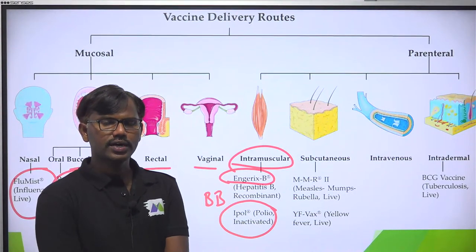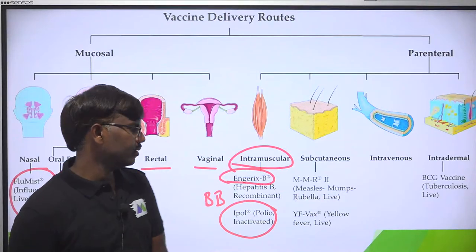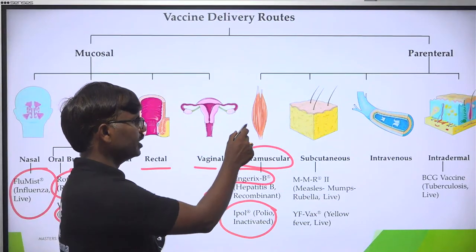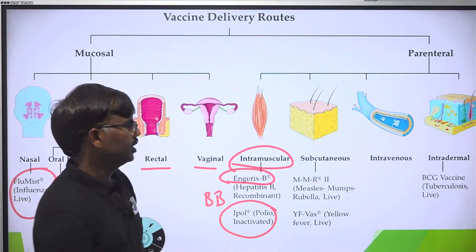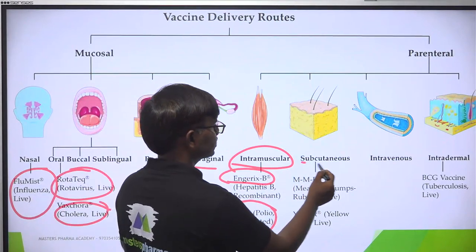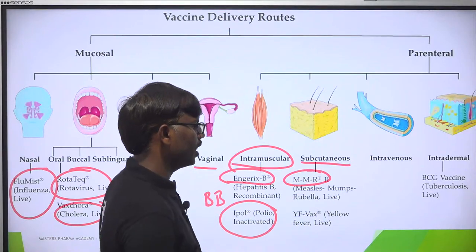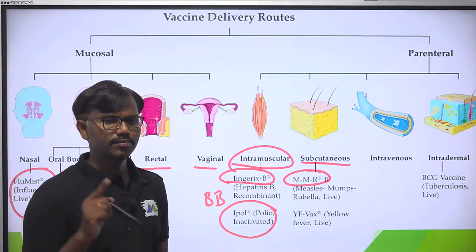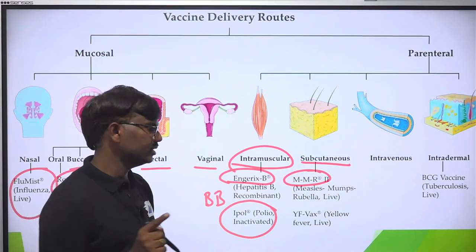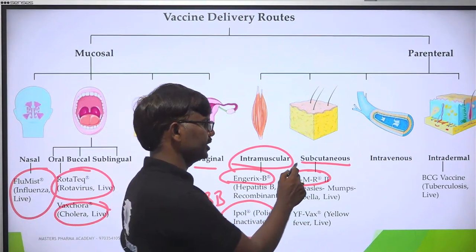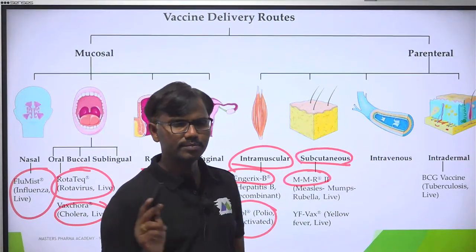Okay, very good. Inactivated means killed vaccine, which will be given by the intramuscular route. The other route is subcutaneous: the MMR vaccine, measles, mumps, rubella, a live vaccine, is given subcutaneously. These routes are very, very important.